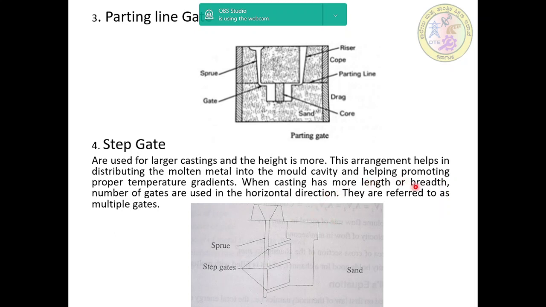When the casting has more length or breadth, a number of gates are used in the horizontal direction. They are referred to as multiple gates, as shown in the sketch.